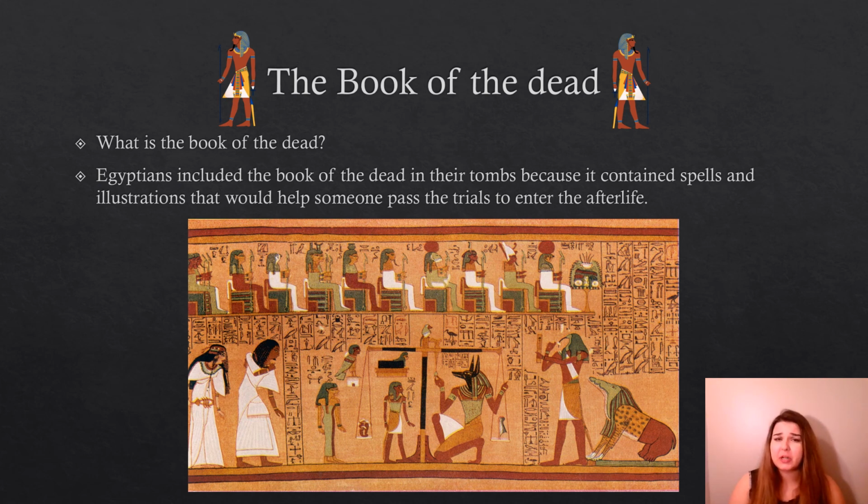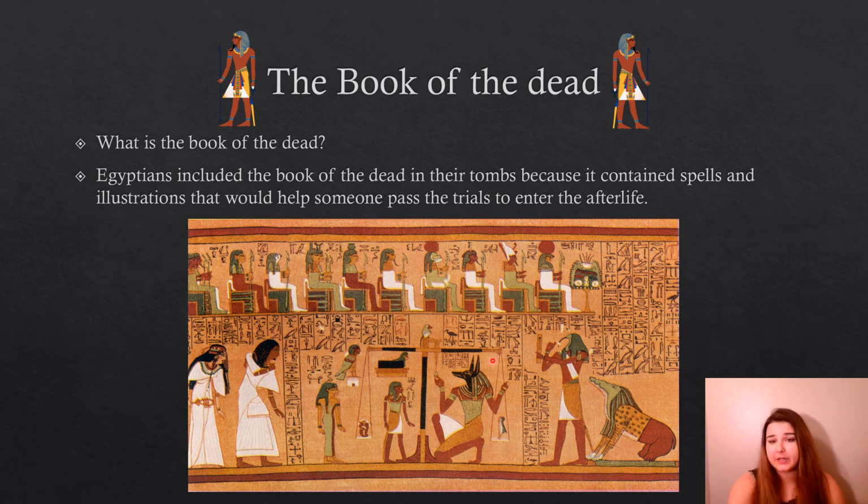So you might be wondering, what exactly is the Book of the Dead? The Book of the Dead is a list of spells and answers that were supposed to help the individual make it through the afterlife. If you look at this picture at the bottom of our slide, you can see all the different gods and goddesses laid out right here.